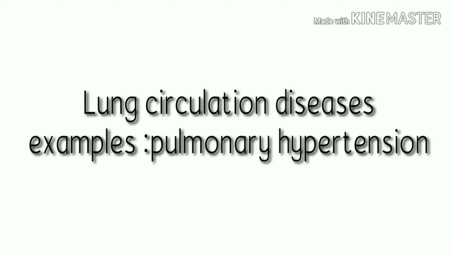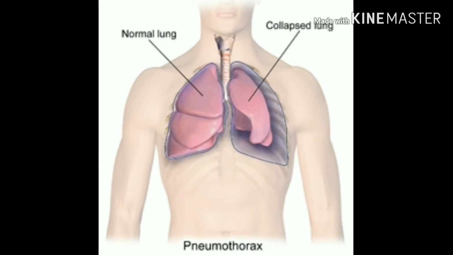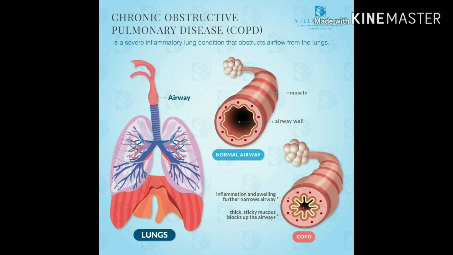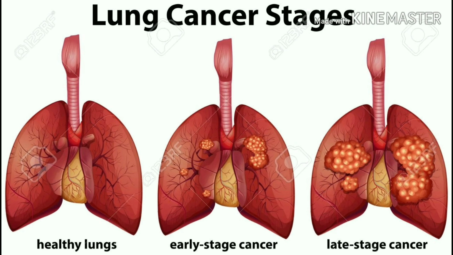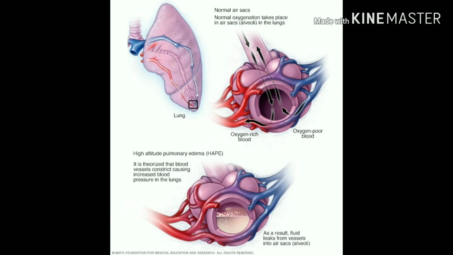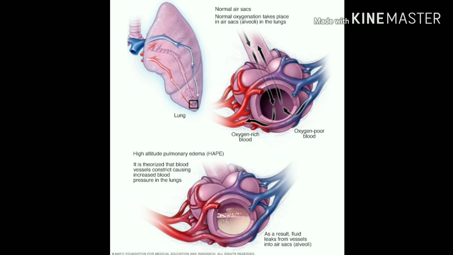Many lung diseases involve a combination of the three types of diseases. The most common lung diseases include asthma, pneumothorax, bronchitis, COPD, that is chronic obstructive pulmonary disease, lung cancer, pneumonia, pulmonary edema, and pulmonary embolus.